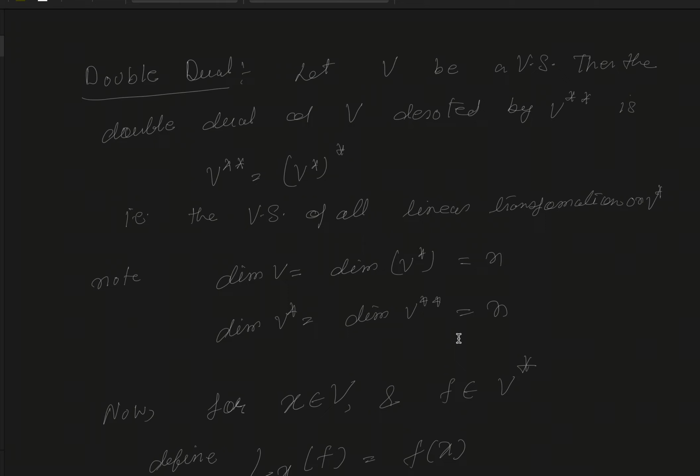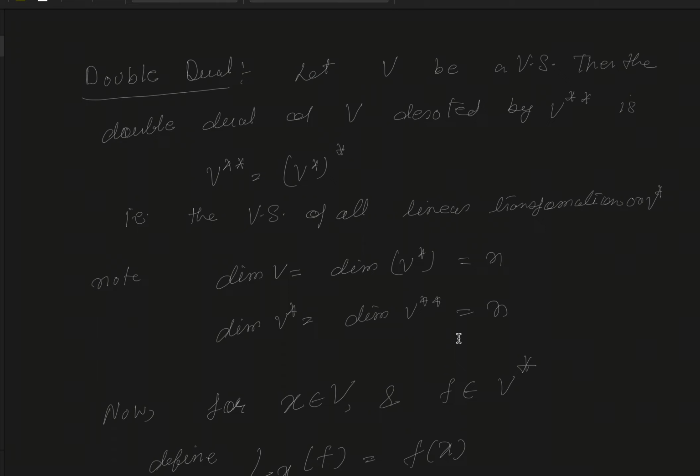So see, dual space was the set of all linear transformations on V. So V star is the set of all linear transformations on V. Similarly, what will be V double star? V double star will be the set of all linear transformations on V star. And this also is actually a vector space with respect to some operation that we will see.